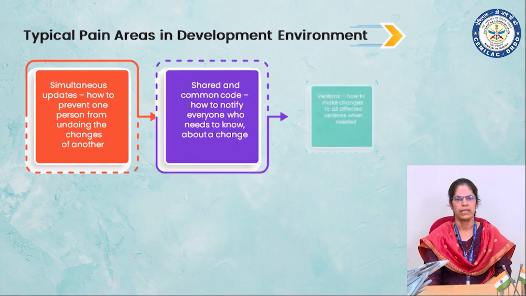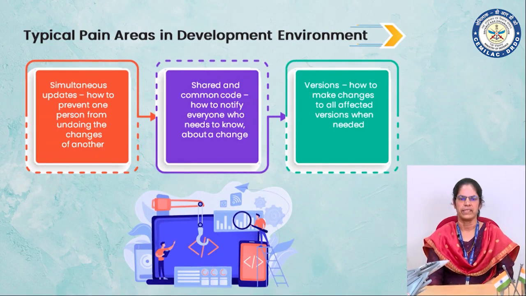Thank you, Gracie. Now we know why these problems occur. But can we list some typical pain areas in the development environment? Yes, Sudha. Some of the pain areas are simultaneous updates: how to prevent one person from undoing the changes of another. Second problem is shared or common code: how to notify everyone who needs to know about a change. Versions: how to make changes to all affected versions when needed. All these pain areas are eliminated by using proper software configuration control and management.